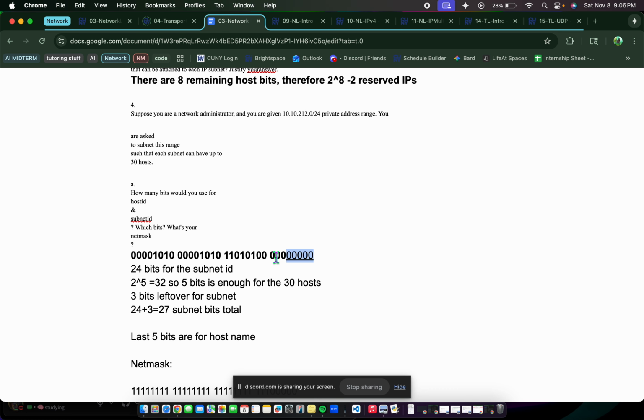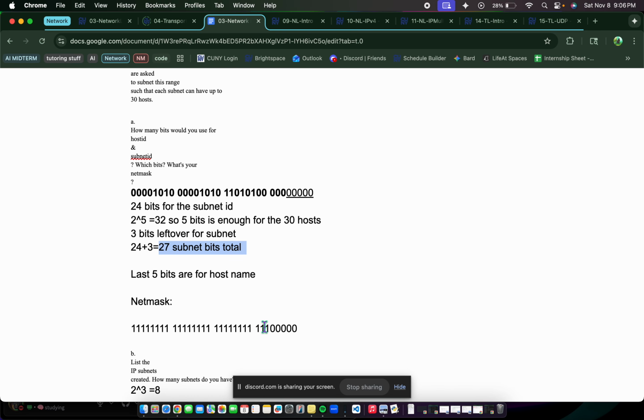And for my subnet bits, well, I said that there was going to be 24 bits from up here that was given. And then I know the last 5 are used for the host. So how many bits do I have for the actual subnet ID? I have 3 bits that were sandwiched in between. That means 24, these guys that were given from the question, plus the 3 sandwiched bits equals 27 subnet bits total.